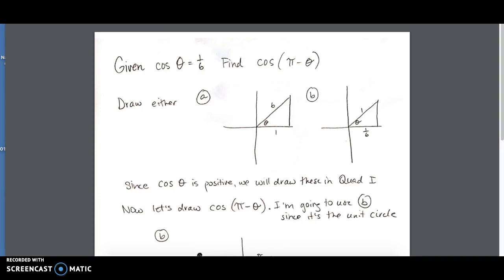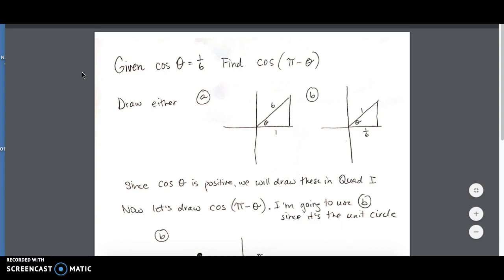Hey everybody, I want to give you some help on one of the problems on your unit circle trig functions and the unit circle assignment, your first assignment in the class. Here's one of the problems which you can use as an example to solve some of the other problems on your sheet. It says, given that the cosine of theta equals 1/6, find the cosine of pi minus theta.